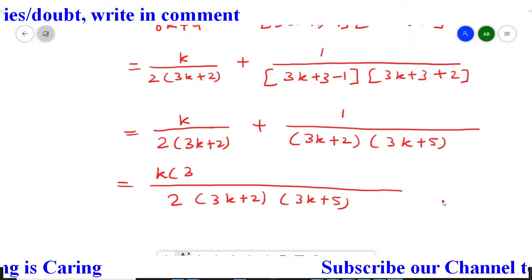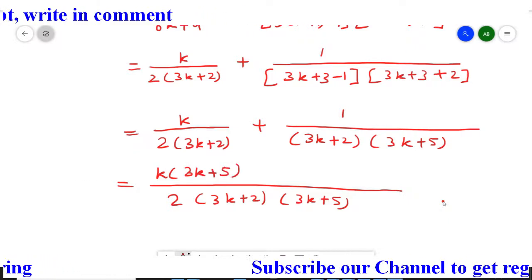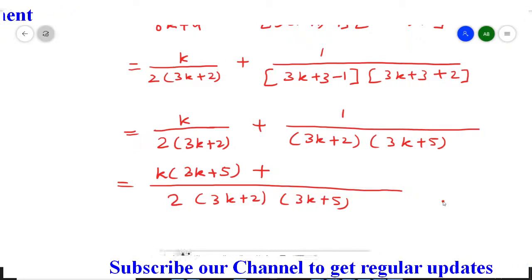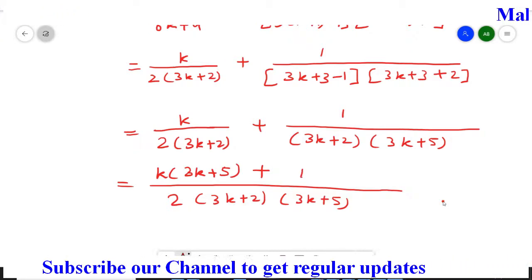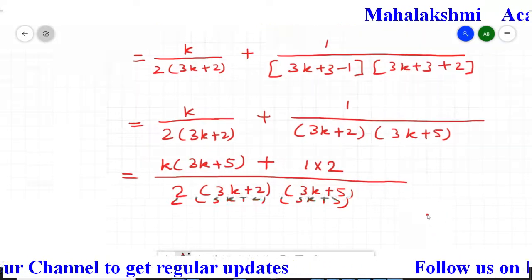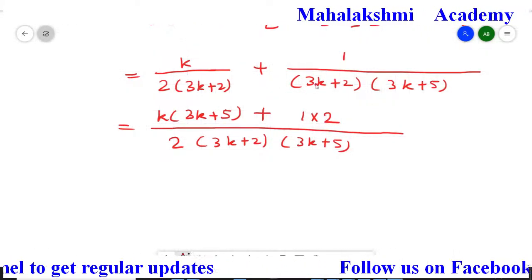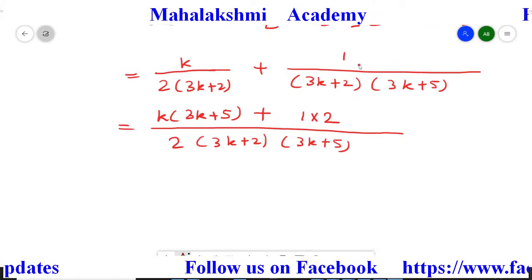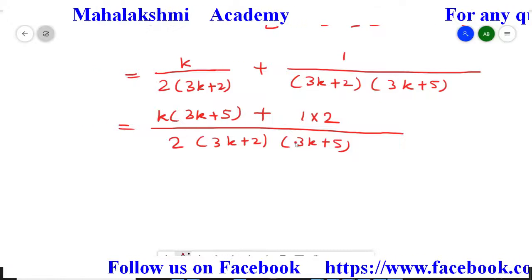k bracket 3k plus 5 plus, and here when we divide the LCM by the denominator of the second fraction, we get only 1 multiplied by 2. So this is a very simple concept which we had done in the small classes. So these two brackets will cancel by these two brackets, so we remain with 2, so 2 multiplied by 1. Now this we have to solve.